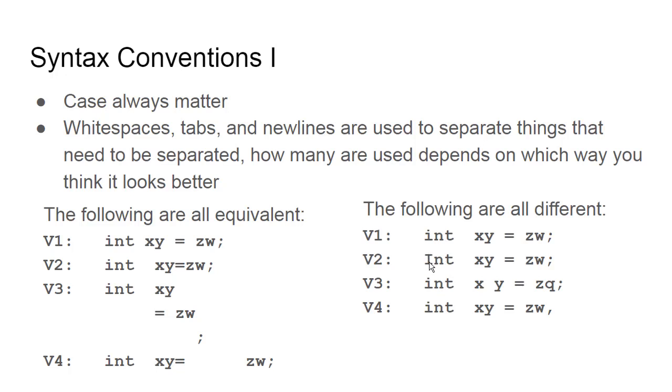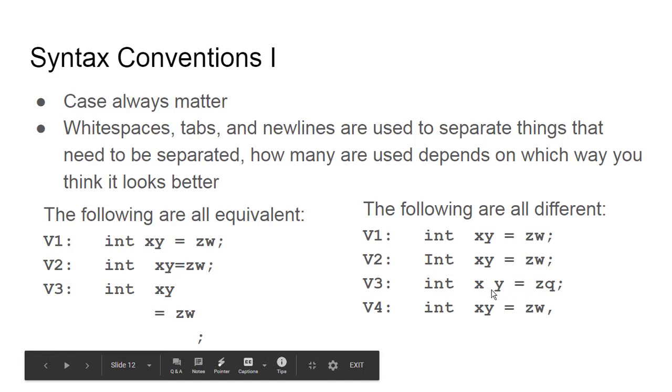Version 2 is wrong because capital I int is not recognized as a built-in primitive type by the C++ compiler. And version 3 is wrong because x and y are 2 separate variables. If I add a comma here, it will be legitimate code. That means we are declaring 2 variables, one called x, one called y, and y is initially assigned a value from this variable. So this variable should be defined and have a value before this line. But that will be at least legitimate code. Without that comma, this is not legitimate code.